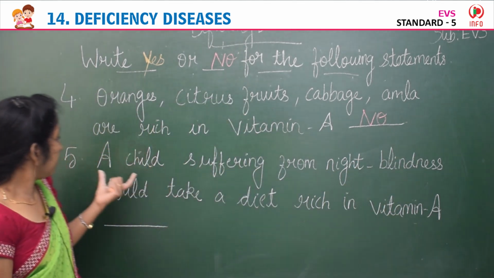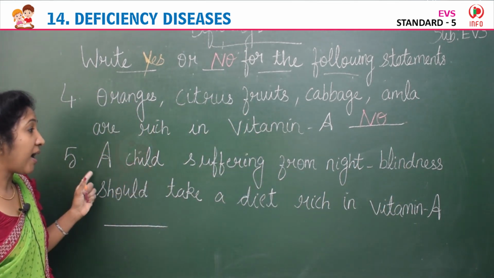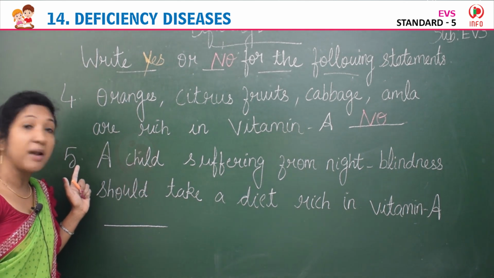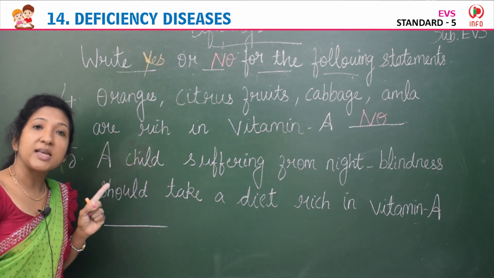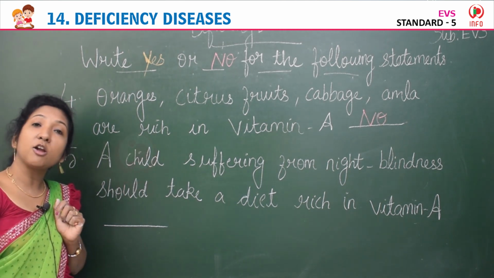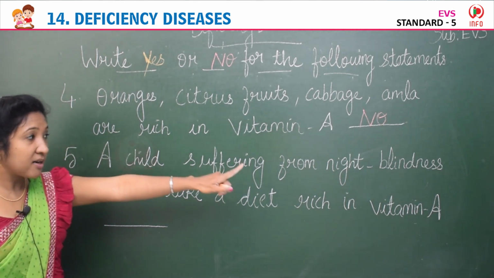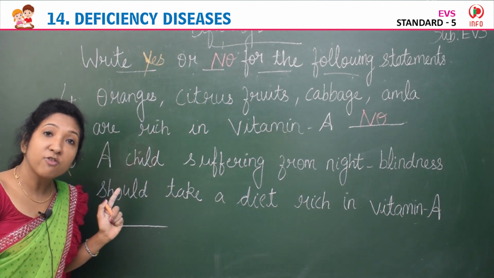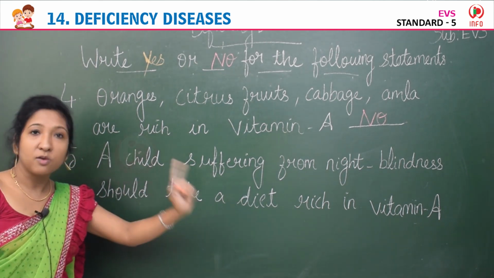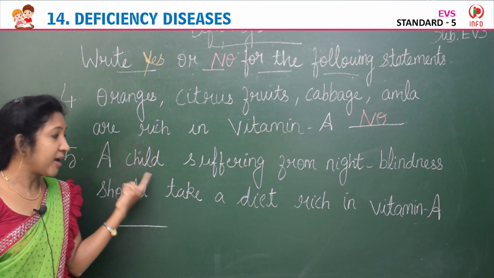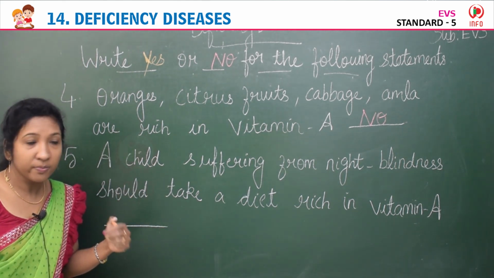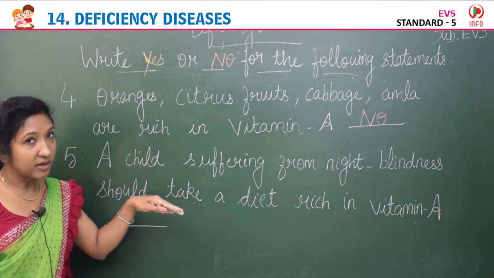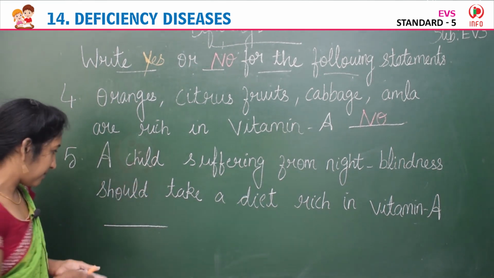Coming to the next one. A child suffering from night blindness should take a diet rich in vitamin A. Is it right or wrong? Night blindness is caused due to the deficiency of which vitamin? Vitamin A. So a child suffering from night blindness should take a diet rich in vitamin A. Yes or no? The statement is right. So the answer is yes.